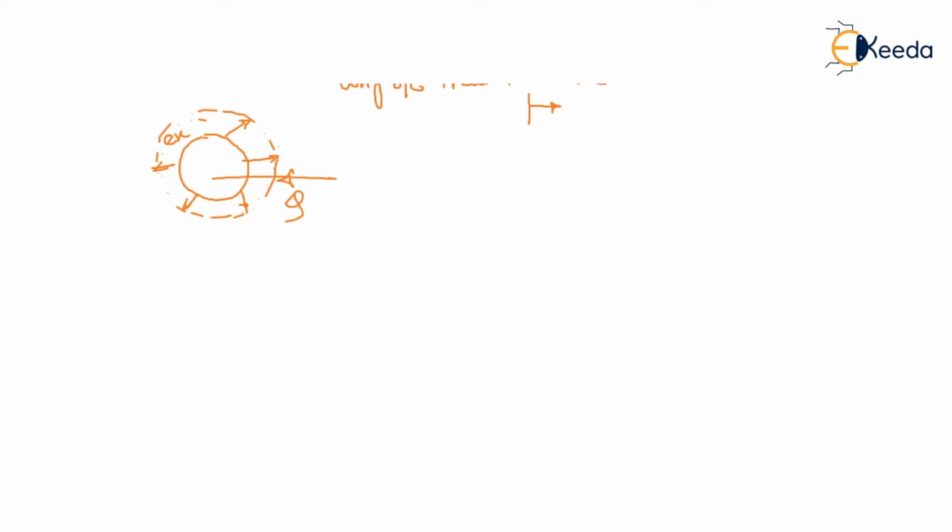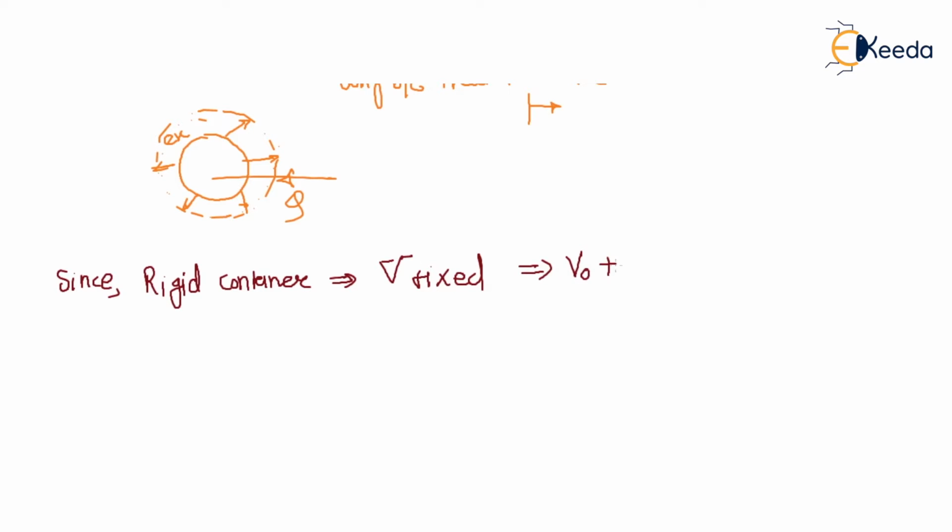So what is that? See, very important, since it is a rigid container, the volume is fixed, the total volume is fixed. So the initial volume of both chambers is the same as the final volume of both chambers. So 2 V naught is equal to V1 plus V2. This is the first relation.